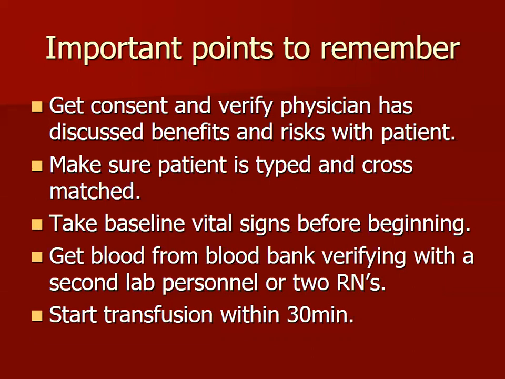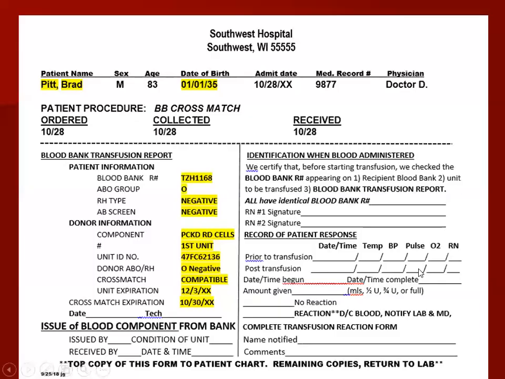Take that with you to the lab to get your blood from the blood bank, and then verify with a second lab personnel or 2 RNs before removing it from the blood bank or from the lab, wherever you're getting it from. Administer that blood as soon as it's brought to the patient. Do not refrigerate it on the nursing unit. If the blood's not used within 30 minutes, you need to return it to the blood bank because it could be considered no good or expired, since it's been sitting out too long.